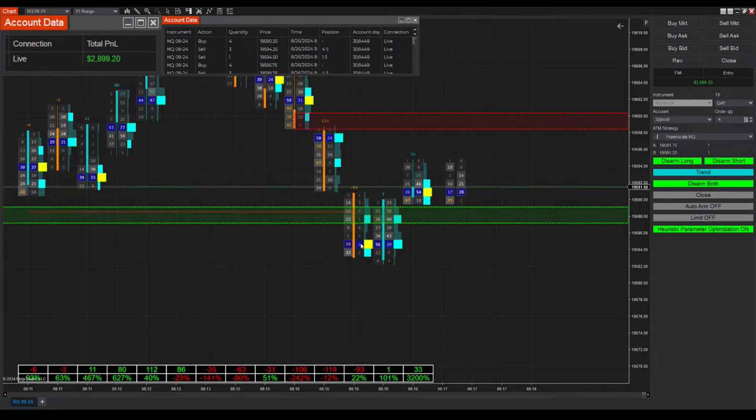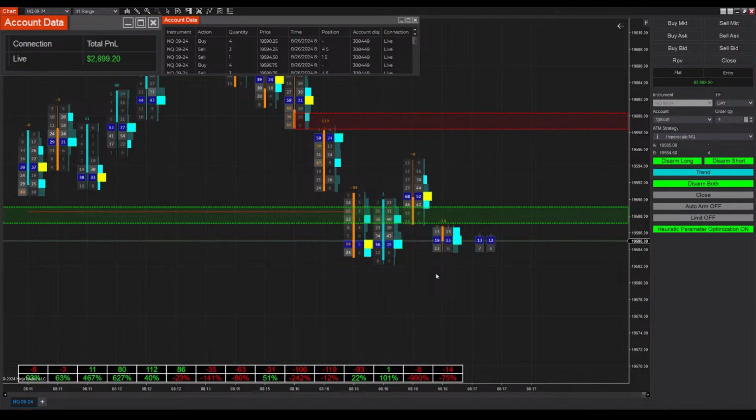If we bounce off this zone here, we're going to swap to regression. Up to $2,900 in profit now.